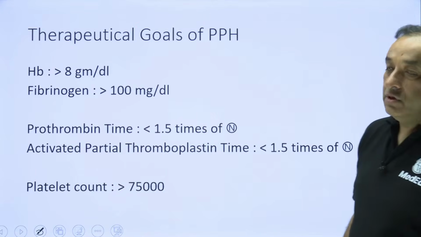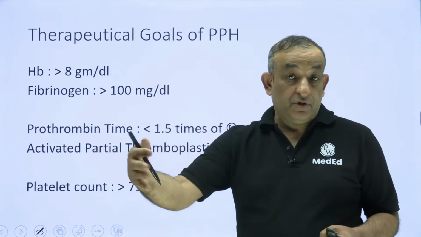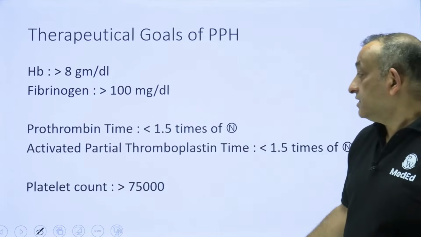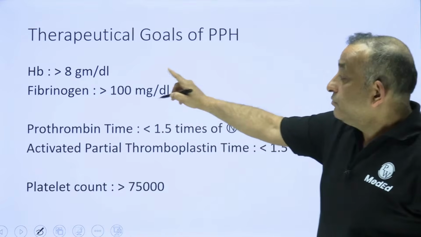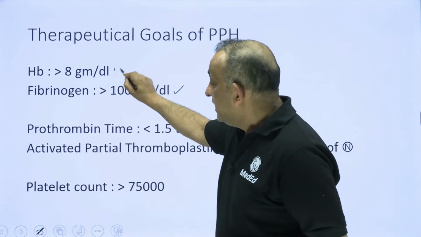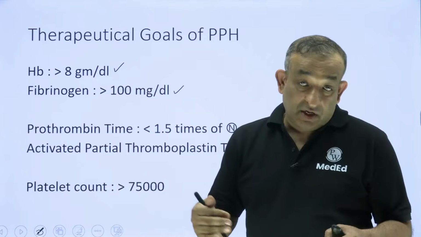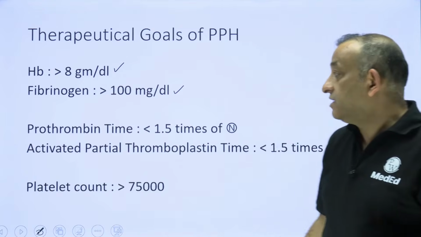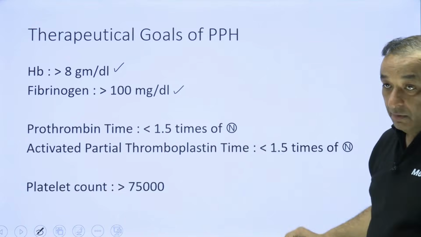So therapeutic goals in PPH, what are you trying to see? You want to keep the fibrinogen at a level of at least 100. So fibrinogen should be more than 100 milligrams per deciliter. That's the target. The woman who is bleeding too much, the HB should be more than 8 grams. If she's bled a lot, she's gone to 5 grams or 6 grams, you must increase it to at least 8 grams. And prothrombin time should be less than 1.5 times of normal.